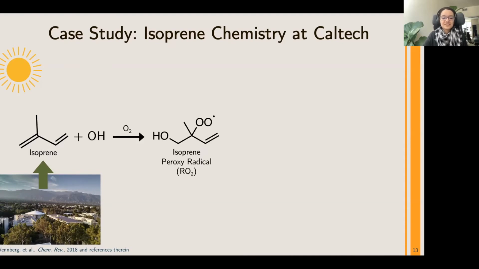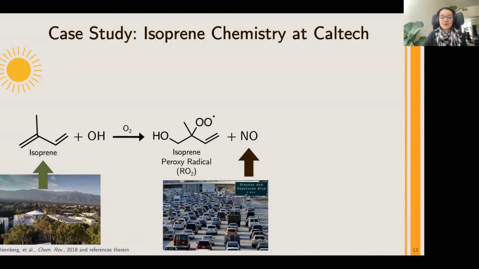So, similar to what I just went over, like many other hydrocarbons, isoprene is oxidized by OH and forms an isoprene peroxy radical, RO2. In places like LA County, which Caltech is a part of, RO2 reacts readily with nitric oxide, which is an anthropogenic pollutant, and it's notably produced from cars, which Los Angeles has quite a lot of.